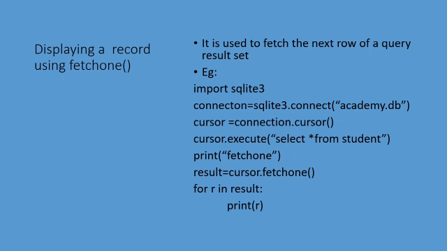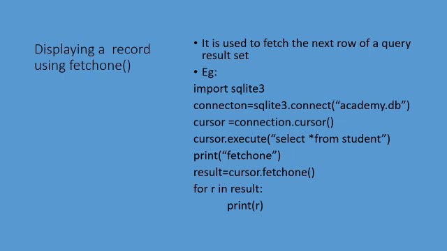So it is used to fetch the next row of a query result set. That's all. Coming to the example: import sqlite3, connection equal to sqlite3.connect academic.db. Next, cursor equal to connection.cursor. So these three lines are essential to connect the database and to set the cursor object.